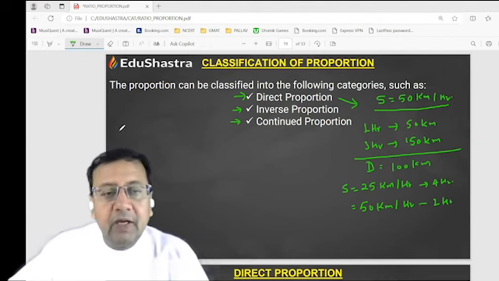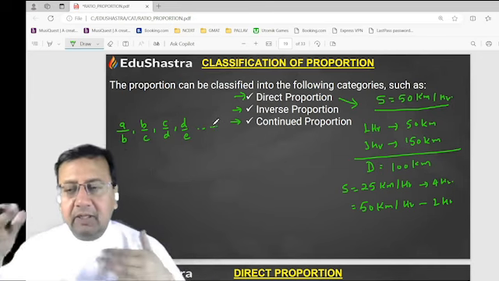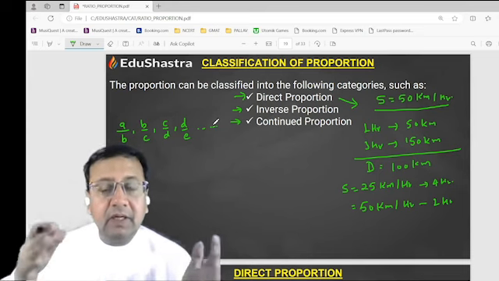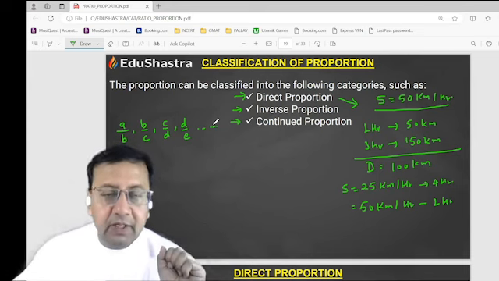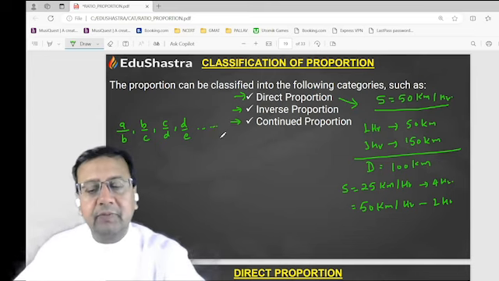Continued proportion. So I say this is A by B, this is B by C, C by D, D by E, and so on. So one element is related to the other element. There are some connections among the elements of the ratio. So this is a continued proportion.